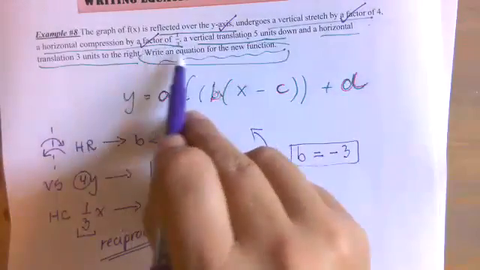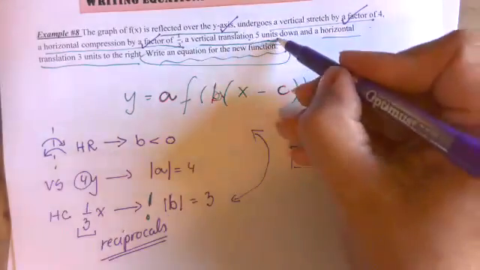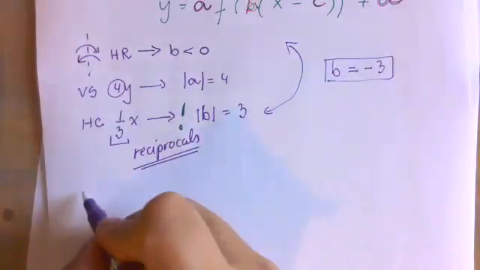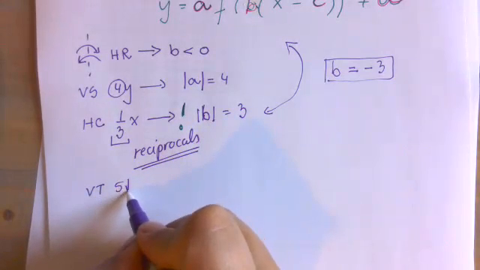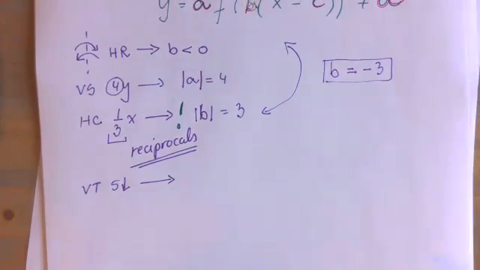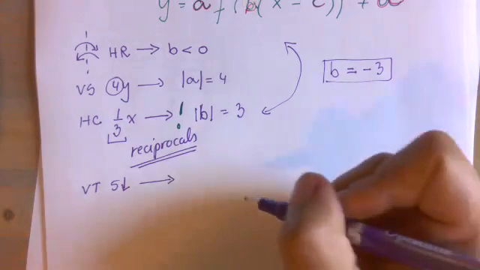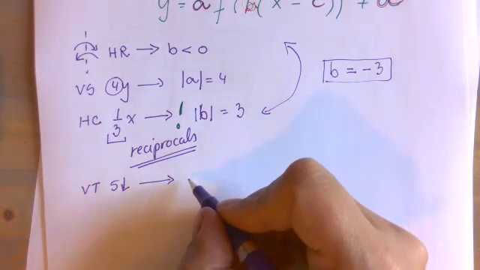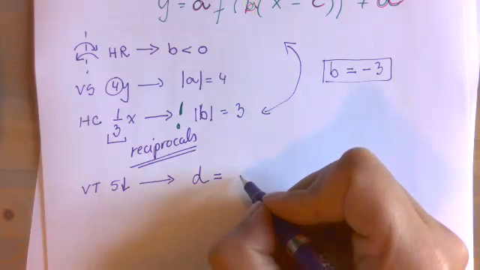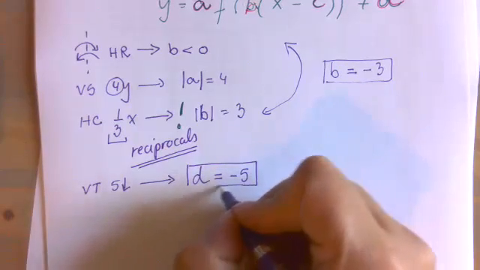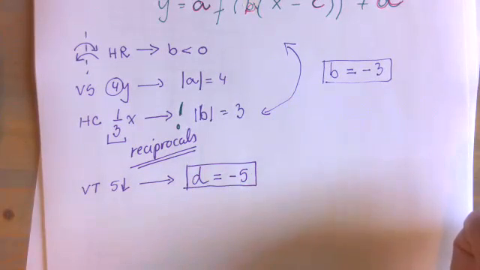Okay, the next one. Vertical translation 5 units down. This one is in which parameter from the equation? The vertical translation: A, B, C, or D? It's D. And D is -5. This one is also known directly by the movement downwards, so D is known directly.